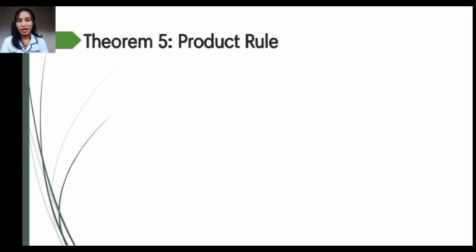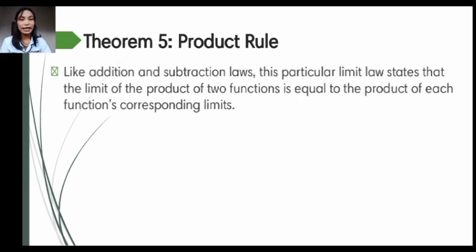So, let us begin with our theorem number 5, the product rule. By definition, like the addition and subtraction laws, this particular limit law states that the limit of the product of two functions is equal to the product of each function's corresponding limits.